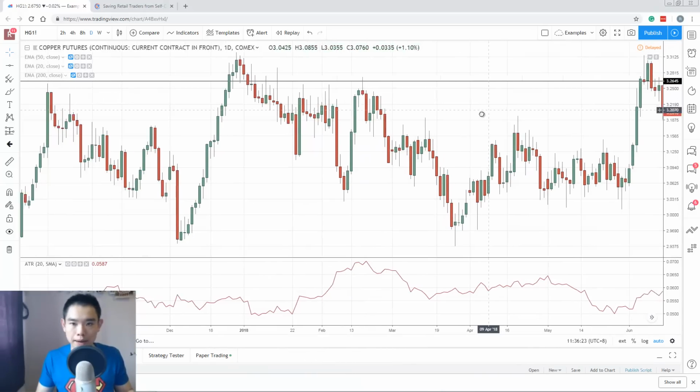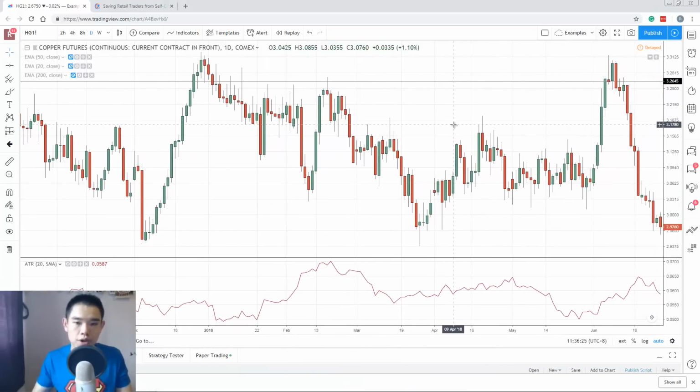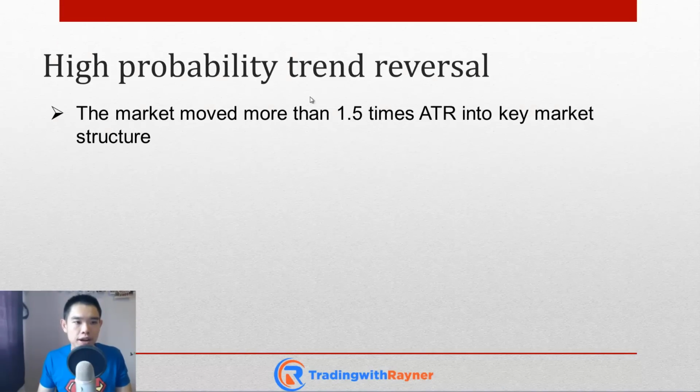All right, so I hope you get my point of what I'm trying to share over here. Obviously, this is a cherry-picked chart. I won't be an idiot to share with you a chart that goes against what I just taught. But bear in mind, whatever I shared, in all my YouTube tutorials, there will be losing trades. Definitely, I guarantee you that. So don't forget that, and don't assume that everything I share is going to be 100% win rate. That is ridiculous. So to sum up, that's how you identify a high probability trend reversal: a market moves more than 1.5 times ATR into key market structure.